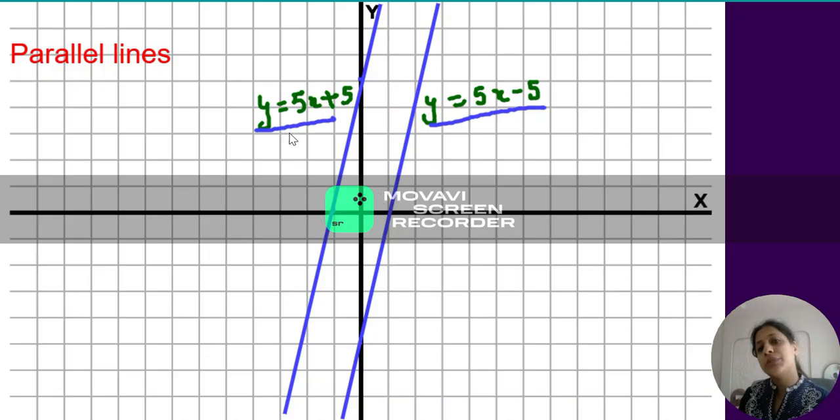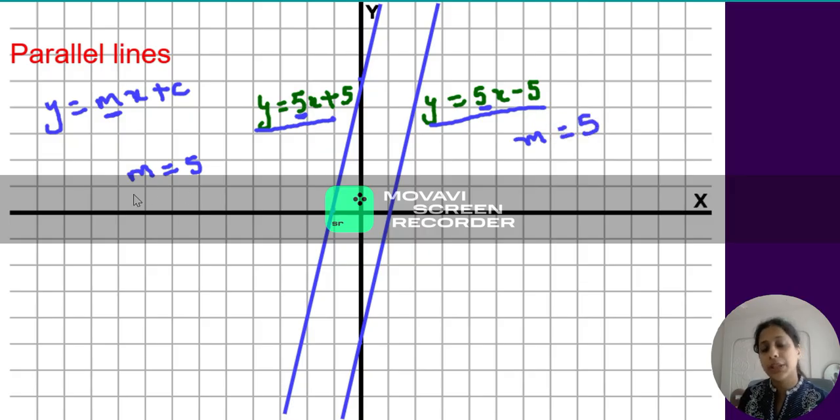So, what can you notice from the equations that is common in both? What we notice is we try to find out the gradient. How do we find the gradient? We just compare it with y is equal to mx plus c, right? The coefficient of x is your gradient here. So the gradient of this line is 5. In the same way we'll find the gradient over here. The coefficient of x is the gradient, so the gradient here again is equal to 5.